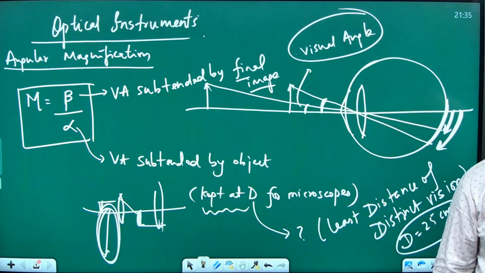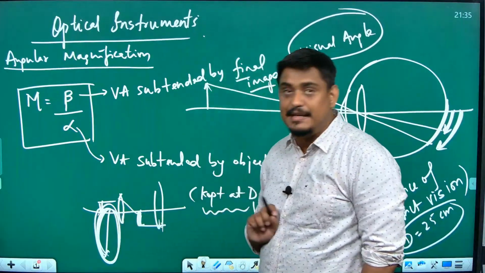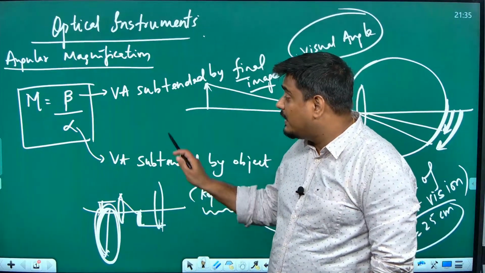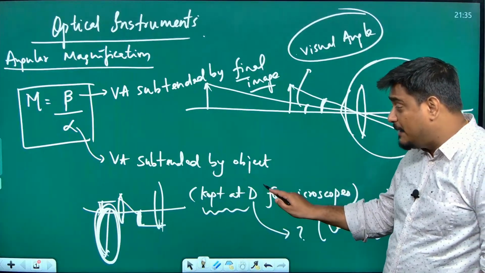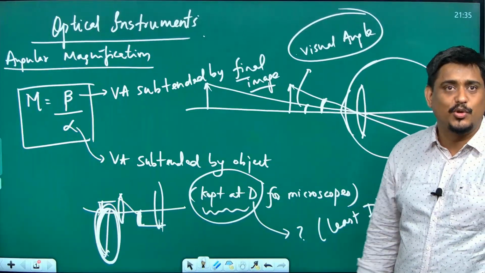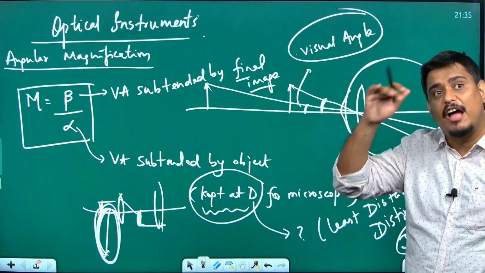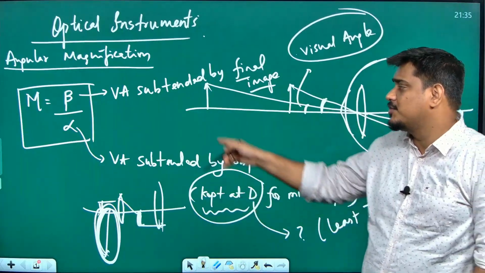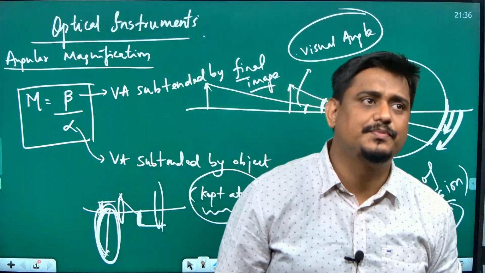Are you able to understand it? The angle that the image is subtending is called beta, and what angle the object is subtending, where should you keep it? You should keep it at D. It is a theoretical value, not the practical value, so you cannot really bring the object and keep it at D. But theoretically, when the object is kept at D, the visual angle it would have subtended is called alpha. Is it clear to you?